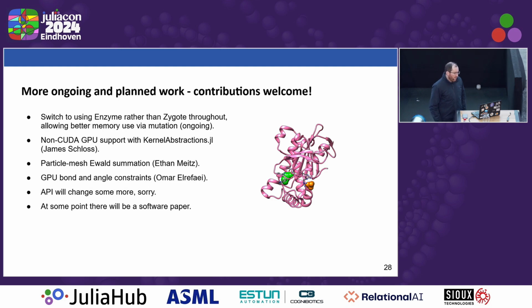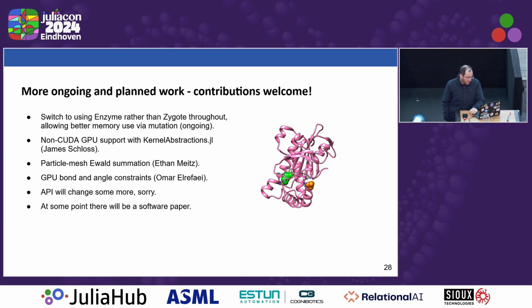So we have more ongoing work. I mentioned we use Zygote and Enzyme. That's a problem basically because Zygote doesn't allow you to do mutation, and that puts a limit on performance. So we're basically rewriting it all to use Enzyme throughout, and that will allow us to access the higher speeds I was mentioning before. There are a couple of blockers there. We are waiting on GPU support for broadcasting in Enzyme, but I think that should be coming in fairly soon.